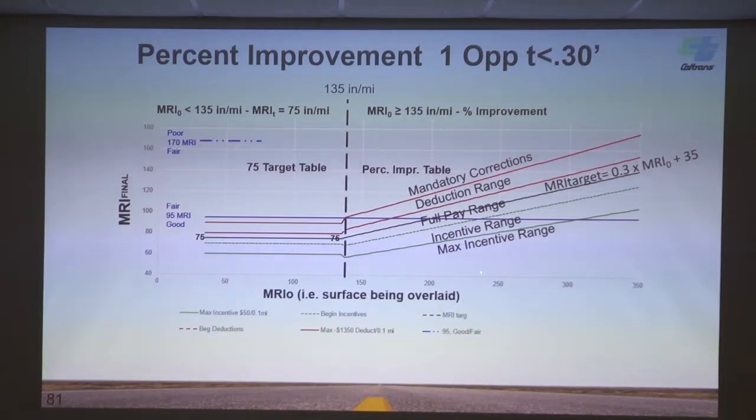In the past, we might have been overlaying a road that was 250 when we told the contractor they had to pave to 75. And they file a claim, and they say, it's not reasonable. Well, these specs account for that now.